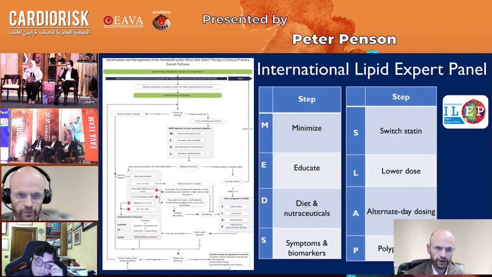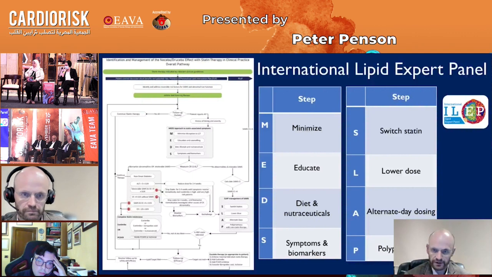If there are no biomarker abnormalities, then we use the SAMS clinical index, a very well-validated score, to determine the likelihood of the statin being associated with the side effects which are recognised. And in both these cases, we can use the approach that we call SLAP, an acronym which helps us to maximize lipid lowering therapy in patients who've reported statin associated symptoms.